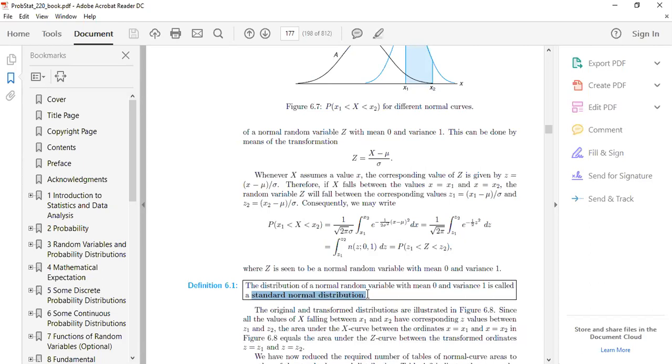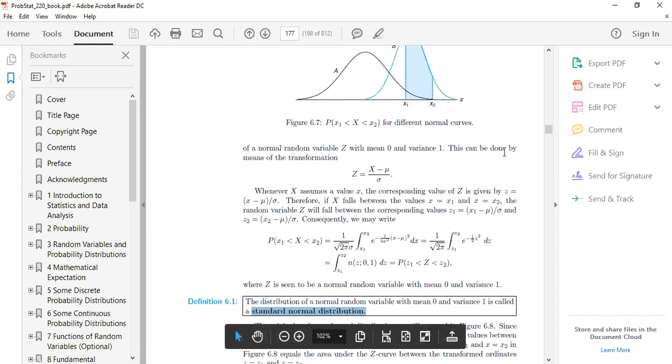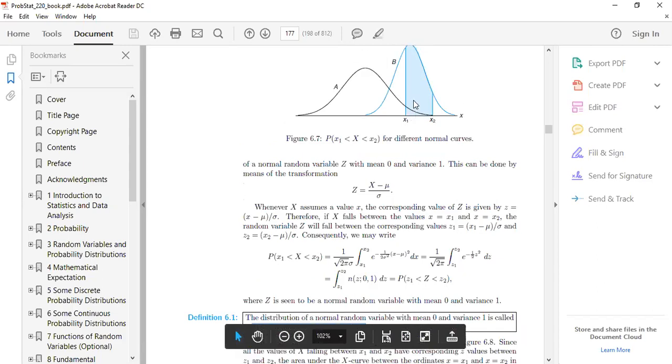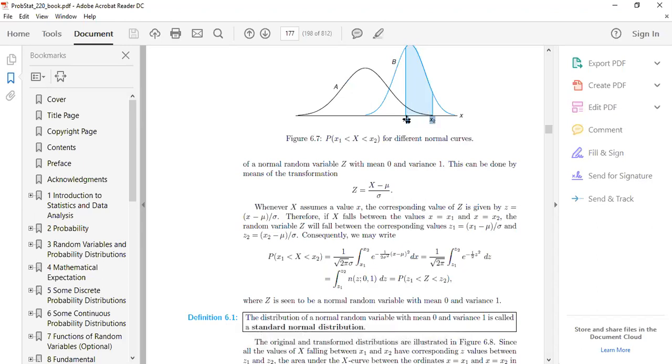And since all the values of x falling between x1 and x2, as I told you, look at here, all the values of x falling between x1 and x2 have corresponding z values, because once you plug this x value over here, x1, it will be converted in terms of z values. So x1 and x2 are converted to corresponding z values, which we are going to call z1 and z2.